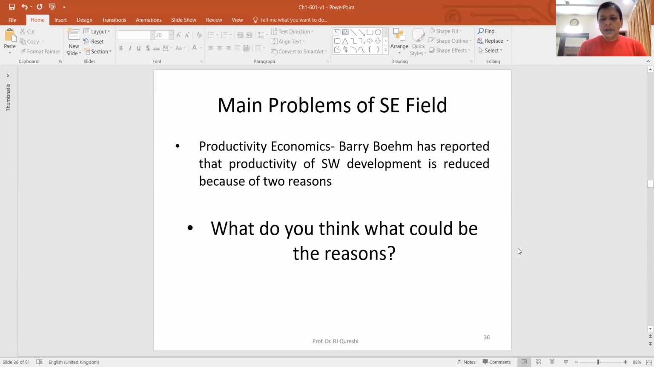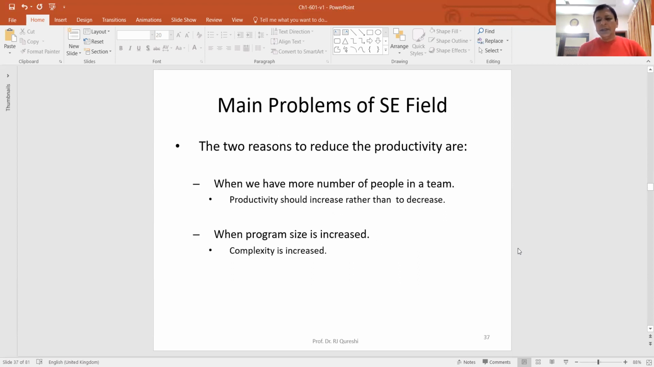Barry Boehm is a well-known name in the software engineering field. He introduced the spiral model and the COCOMO model. Barry Boehm has reported that productivity of software development is reduced because of two reasons. What do you think could be the two reasons that productivity is decreased? When you have a large team, you need more time to communicate, and because of that productivity is decreased.